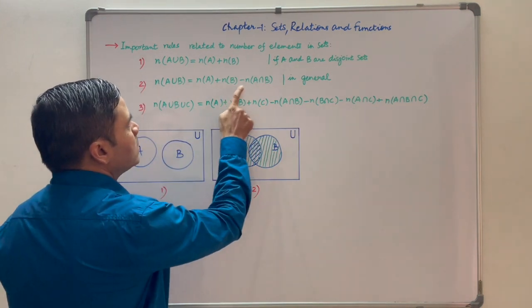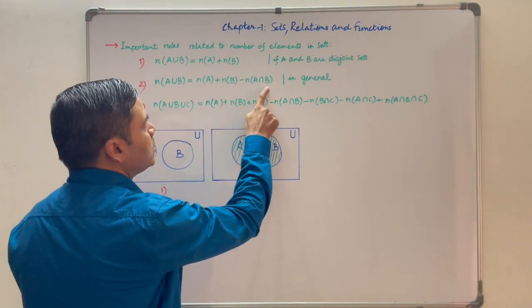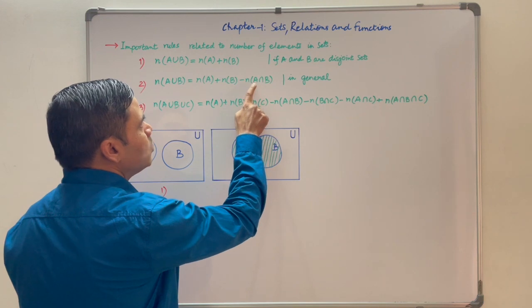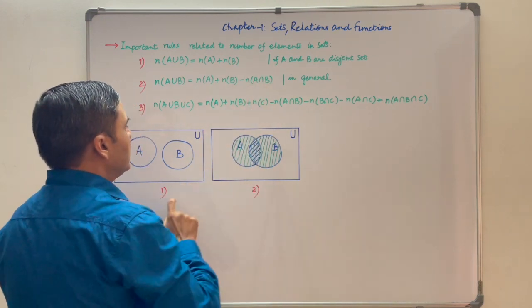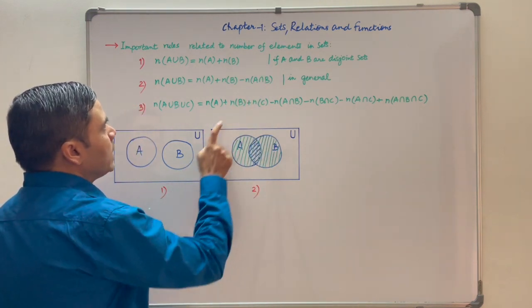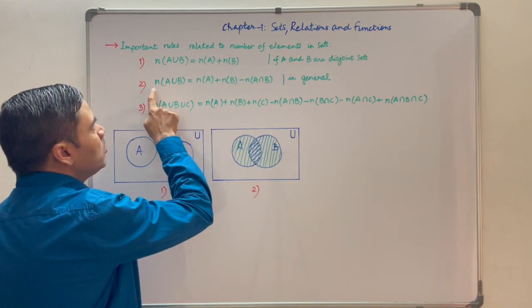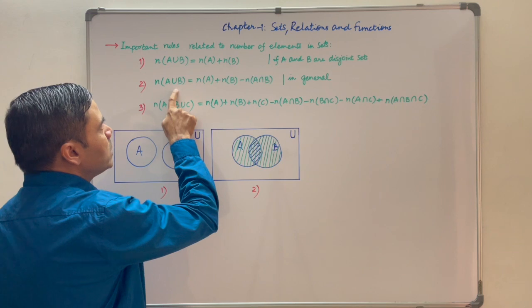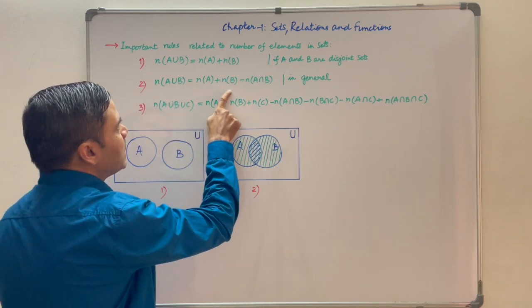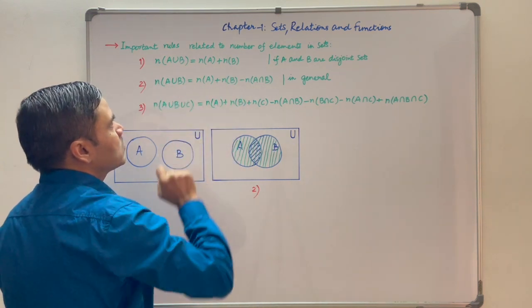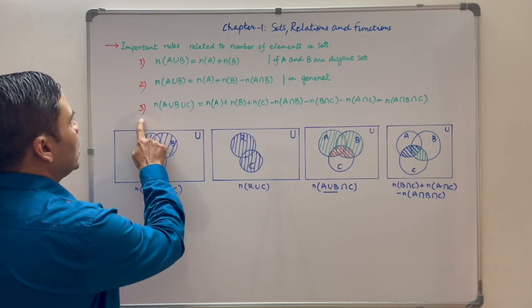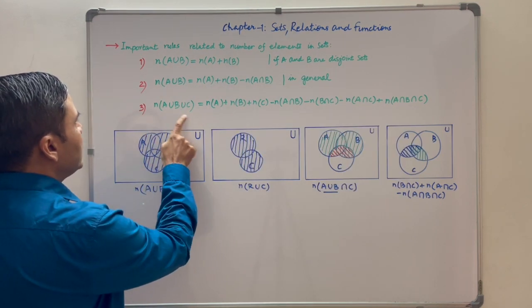In this formula, suppose A and B are disjoint sets. Means there is no element common in A and B as shown here. So A intersection B will be phi or 0. So the formula will change to n(A union B) is equal to n(A) plus n(B) as shown in the first formula. Third formula involves three sets A, B and C.